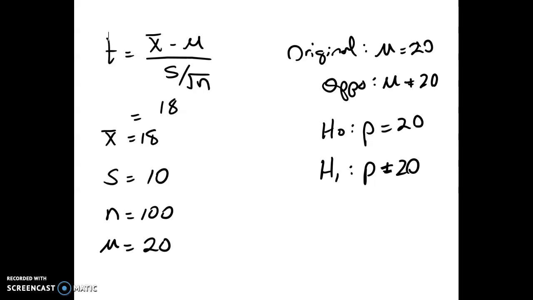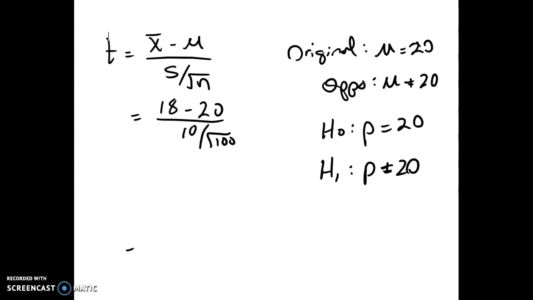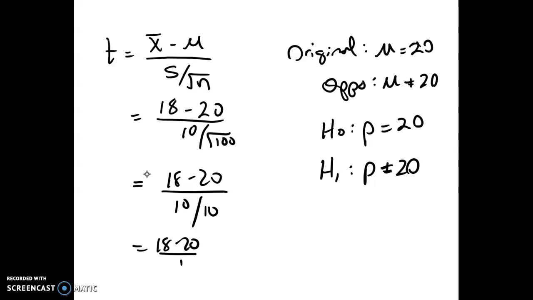So we've got 18 minus 20, 10 divided by the square root of 100. We'll get rid of this. Okay, so 18 minus 20, 10 divided by the square root of 100 is 10. Okay, 10 divided by 10 is 1. So this is really just 18 minus 20. That gives me a negative 2.